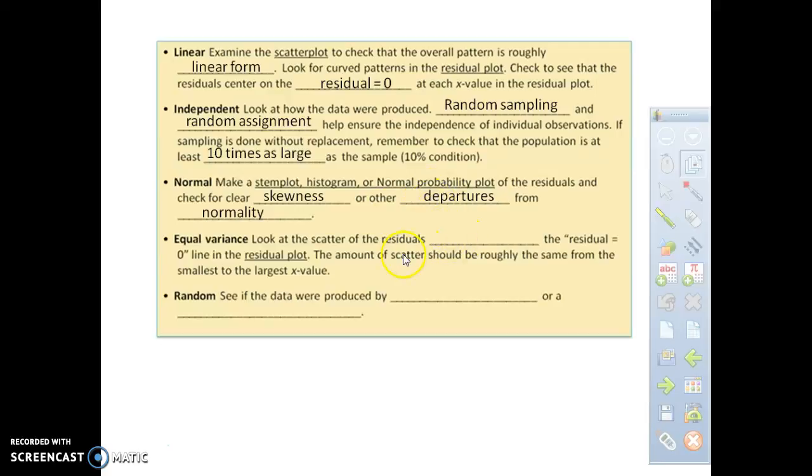Equal variance, we're going to go back to the residual plot and make sure that the residuals are scattered above and below the residual equals 0 line. Okay, so that's how we're going to accomplish that. Random, you're just going to see if the data were produced by random sampling or random assignment or randomized experimentation. And guys, when I say randomized experiment, that implies that you're randomly assigning to the treatment group. So that's what we're doing there.